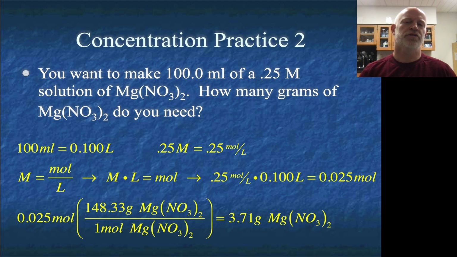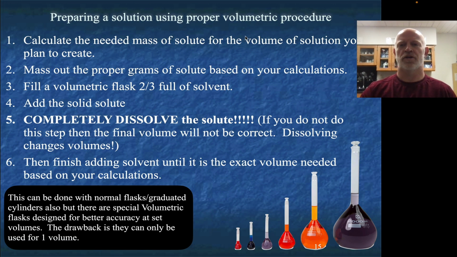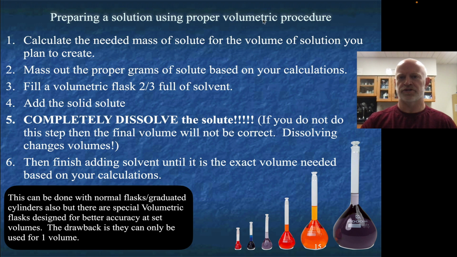difference. If we want to make the solution perfect, and we want to make sure that there isn't any little discrepancy in that, the way we do that is through a technique called volumetric preparation or a volumetric procedure, okay? So the steps are very similar to what you would normally do, except you just account for the fact that you're going to have that volume change when you dissolve your solute, okay? So first thing we do, calculate the needed mass of solute, which we've already done. Mass out the proper grams of the solute based on your calculations, so get the right grams.